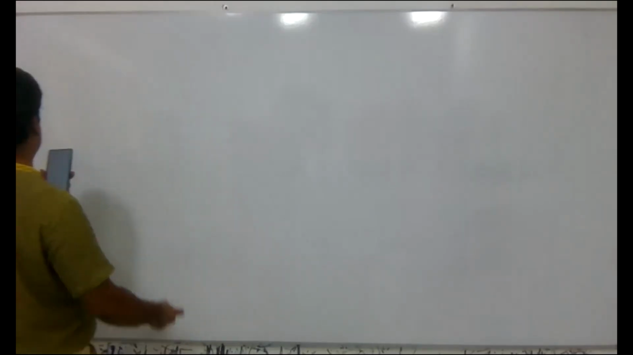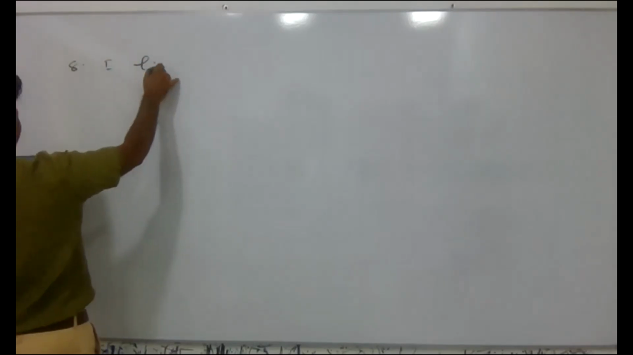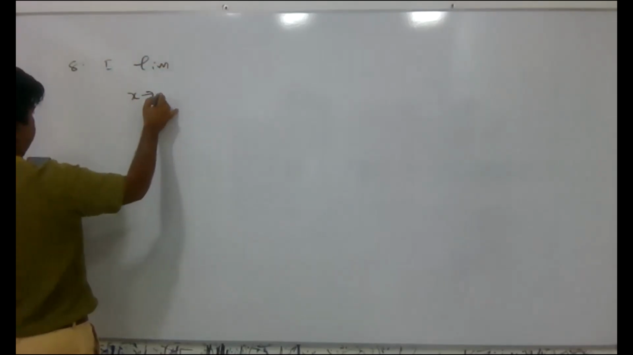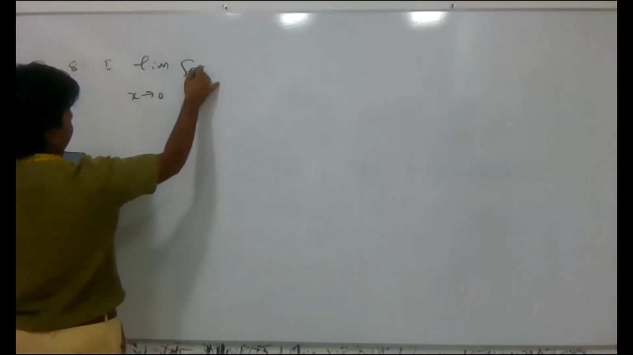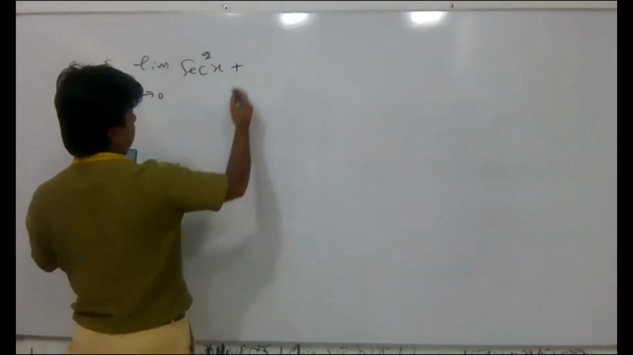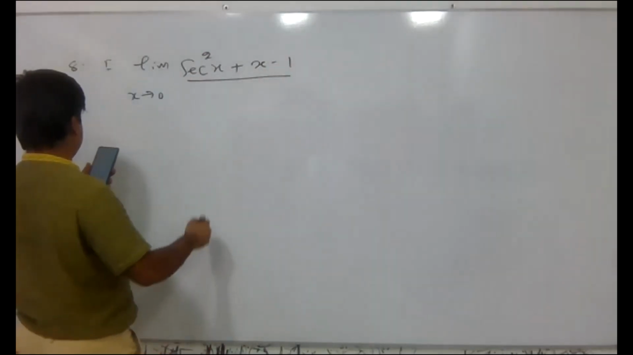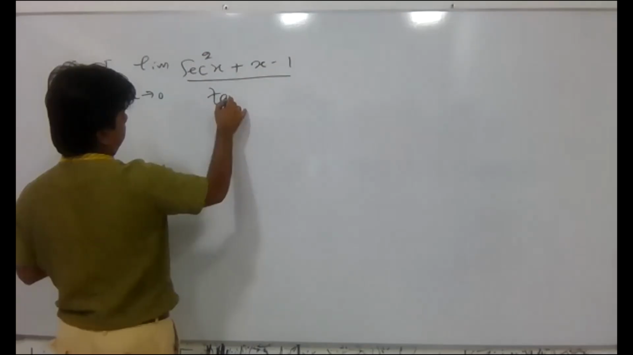Go to this 8th question, first part. You have to take the limit as x goes to 0 of sec squared x plus x minus 1 divided by tan x.